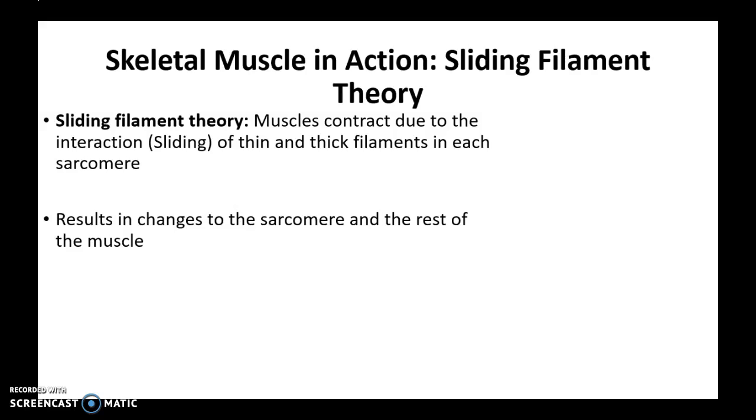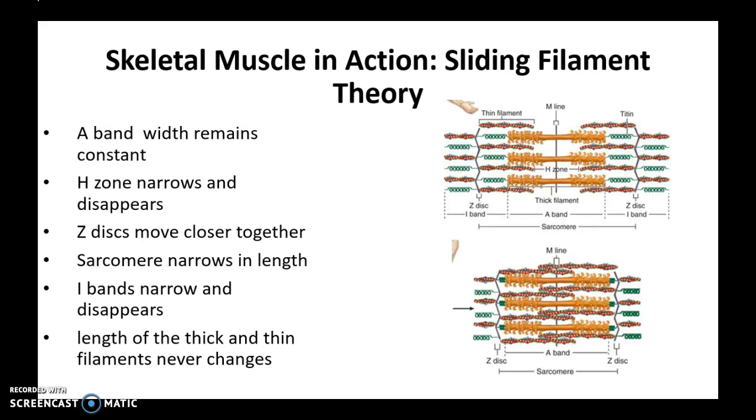So the sliding filament theory states that muscles contract due to interaction or sliding of thick and thin filaments in each sarcomere. As a result of this, we have a change in the length of the sarcomere, which ultimately results in shortening or contraction of the entire muscle.